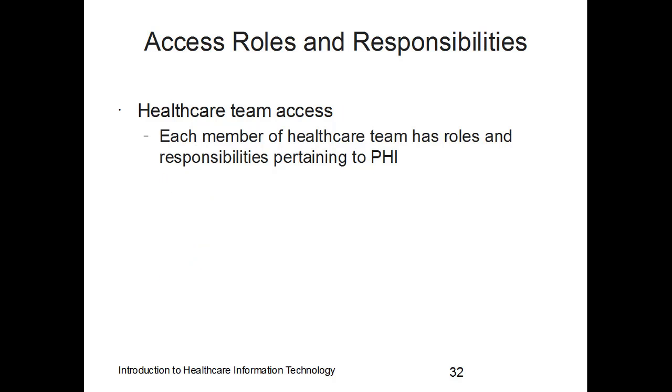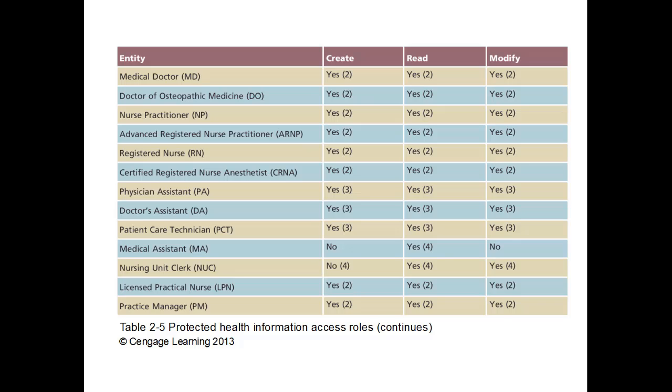When it comes to healthcare team access, each member of a healthcare team has roles and responsibilities pertaining to the protected health information. So depending on what their role is, will determine how much access that person has to a patient's health information. Now, for example, on this table we have a variety of different health professionals and what kind of access they may or may not have to a patient's healthcare information. A medical doctor, of course, would be able to create protected health information, be able to read it and also to modify it. Since they are the doctor, they should be able to have unlimited access to this kind of information.